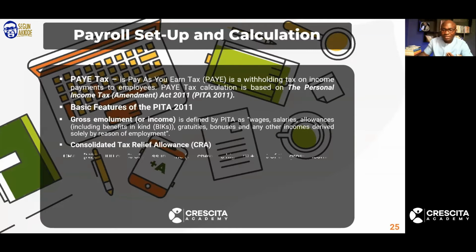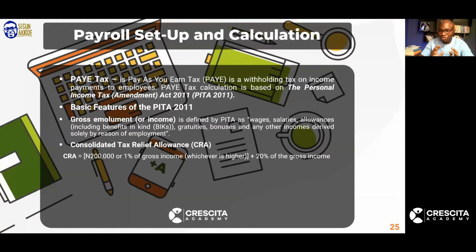Very critical is that in trying to get your Pay As You Earn, it's a withholding tax on income payments to employees, and it's backed by PITA 2011. Now, what are the basic features that you should recognize? Number one is the definition of gross emolument.